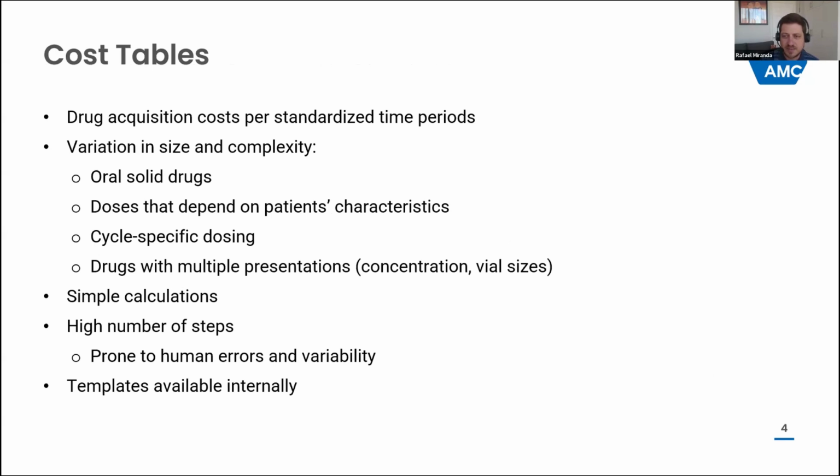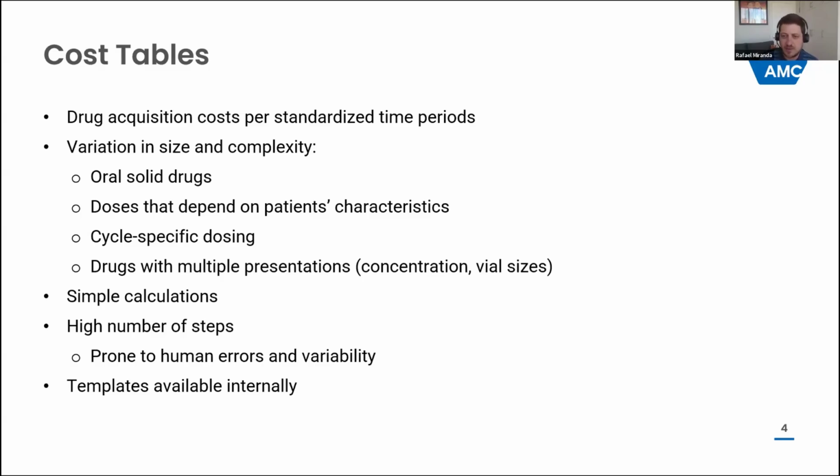These cost tables present the drug acquisition costs of the drug under review and all the other comparators for the same indication. And as you can imagine, there's a wide variation in their sizes and complexity. For example, they can be very simple if you have few comparators and if the drugs are pills or tablets, but they can also be much more complex when we have many regimens with multiple drugs each, which can have variable dosage by patient's characteristics or by regimen cycle.